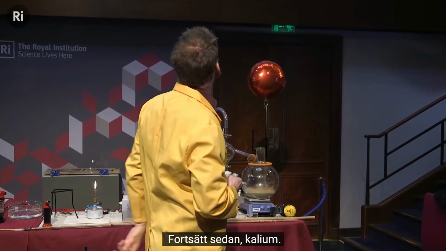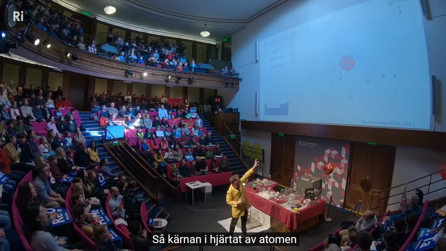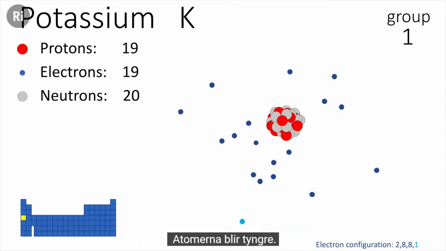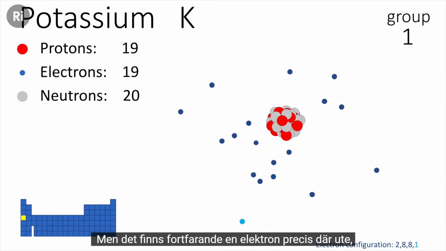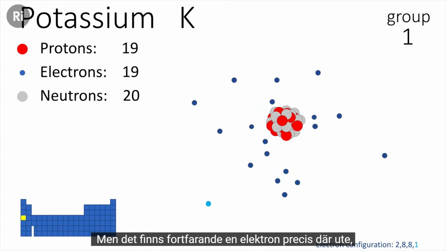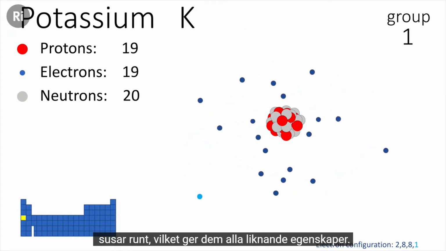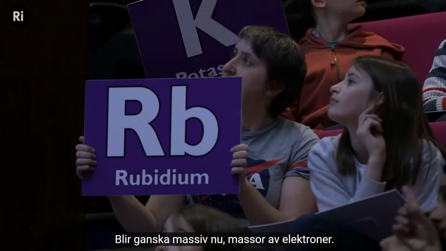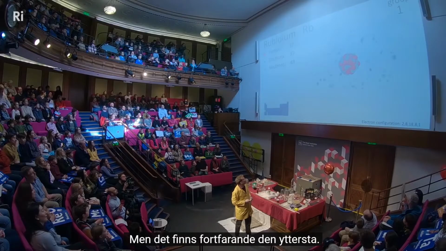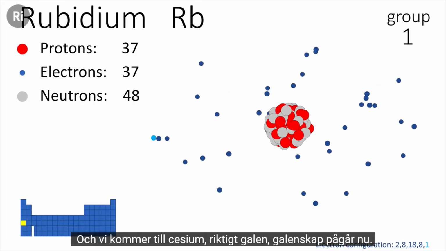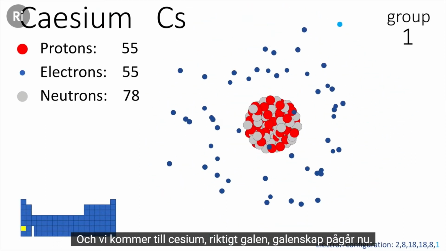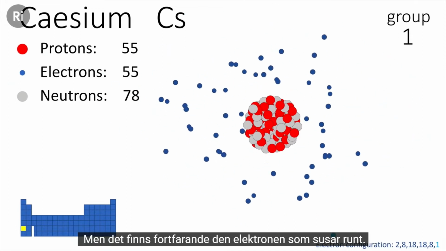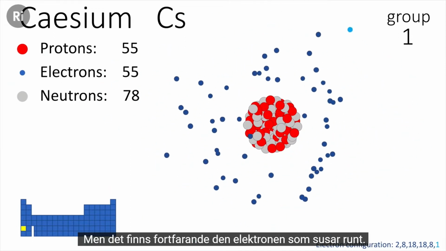Then keep on going, potassium. So the nucleus in the heart of the atom there is getting much bigger and heavier. The atoms are getting heavier, okay? But there's still 1 electron right in the outside there whizzing around, which gives them all similar properties. Let's go to rubidium, getting pretty massive now, loads of electrons, but there's still the outermost one. And we get to cesium, really craziness going on now. But there's still that 1 electron whizzing around.